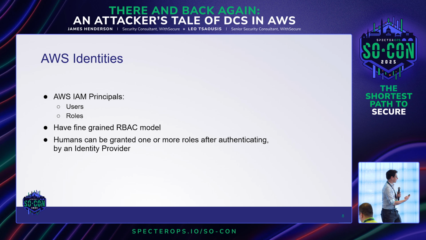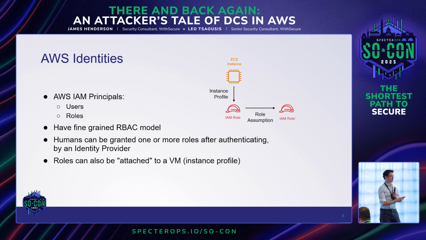In terms of how you can actually acquire these roles as an attacker or in legitimate scenarios, humans are often provided access via an identity provider. So we'll show an example with Okta later. You go to a dashboard, you click a button, and you get the role. You can also attach IAM roles to virtual machines. This is called an instance profile, and it means anyone who can execute code on that virtual machine can acquire the keys to that role.